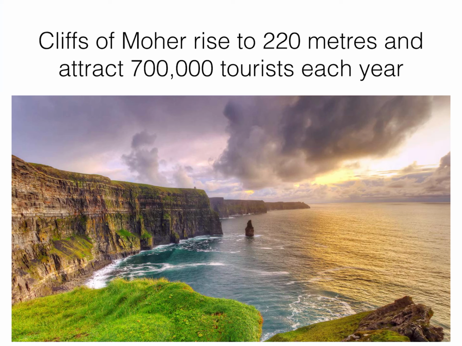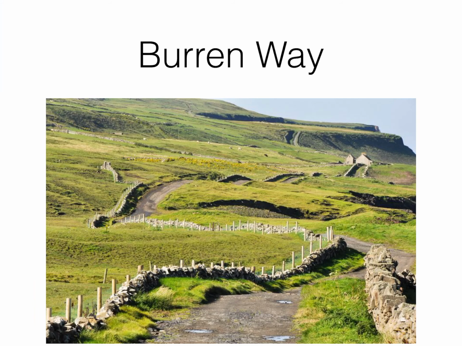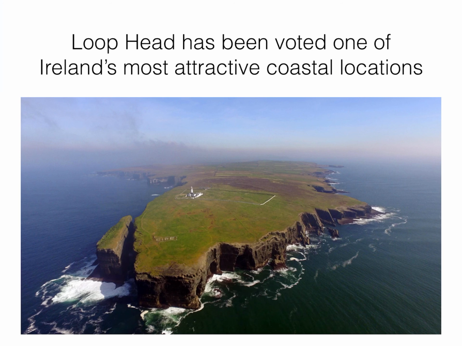So I suppose the Cliffs of Moher is the coastline side of it. They rise up to 220 metres. They're very steep. They're very spectacular looking. The tourists love to visit them. You can walk the Burren Way. So that shows you the beautiful coastline. So that's like the Dingle Walk. This is the Burren Walk. So for hiking. Loop Head has been voted one of Ireland's most attractive coastal locations.